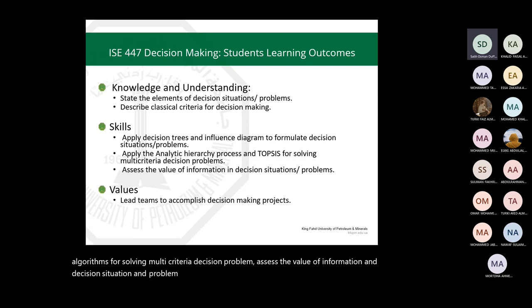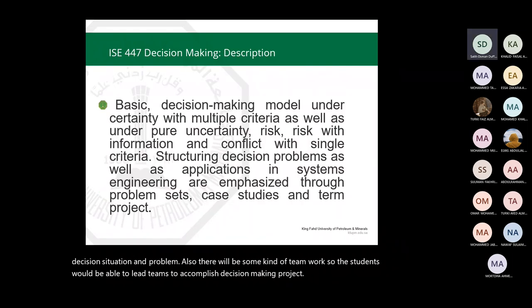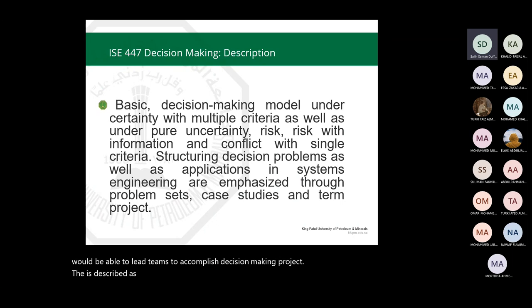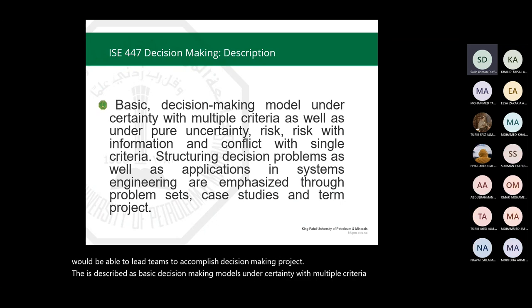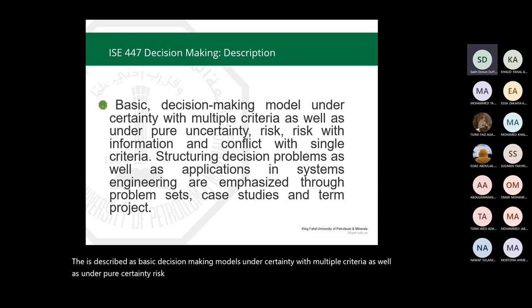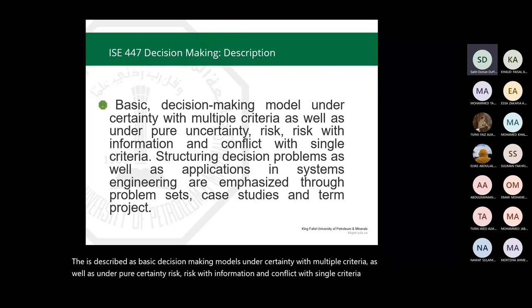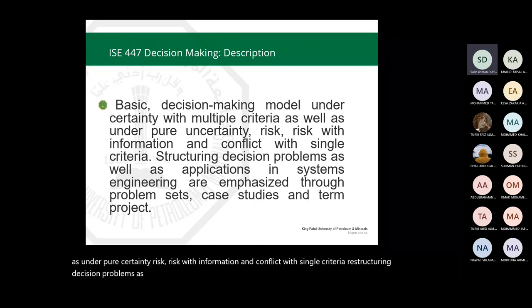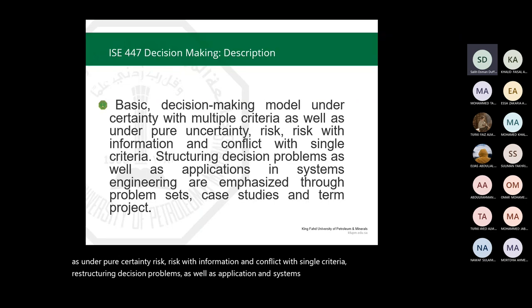Also, there will be some teamwork, so the students will be able to lead teams to accomplish a decision-making project. The course is described as basic decision-making models under certainty with multiple criteria, as well as under pure uncertainty, risk with information, and conflict with single criteria, structuring decision problems, as well as applications in systems engineering, and emphasized through project-set case studies and term projects.